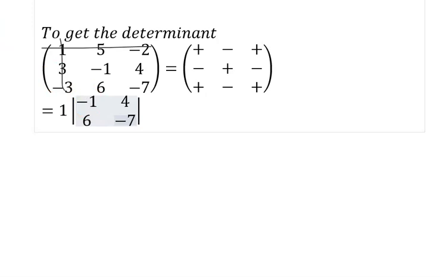So let's go straight to the next one. This is the next one. But the corresponding sign here is minus. So we need to take note. The corresponding sign is minus. Where the cross is, let me make use of this one. Since it's the determinant we are looking for.